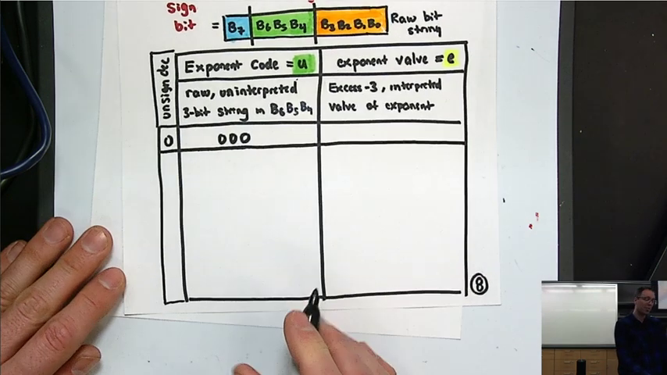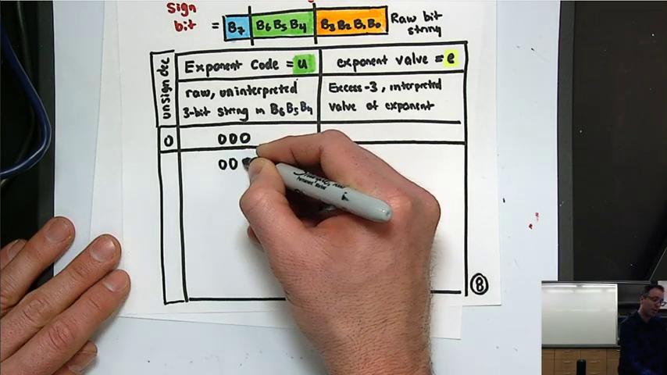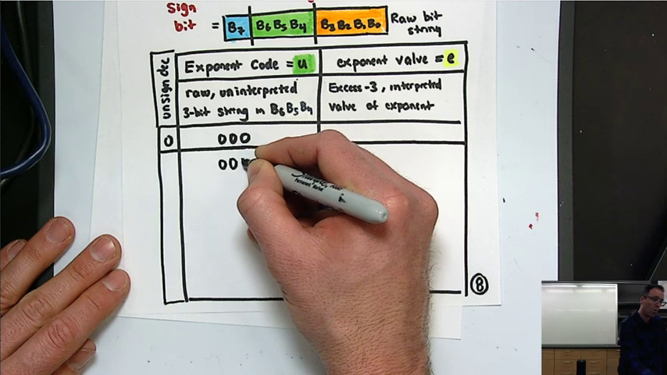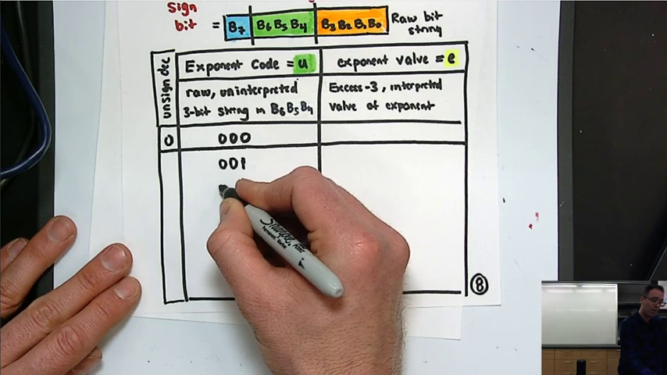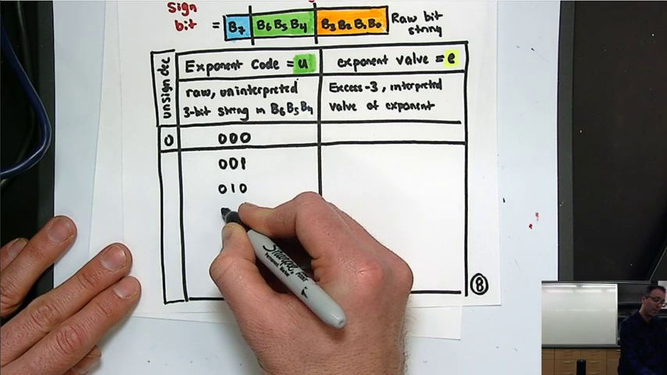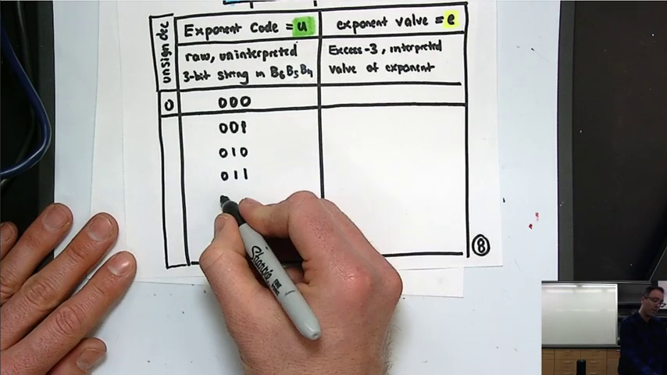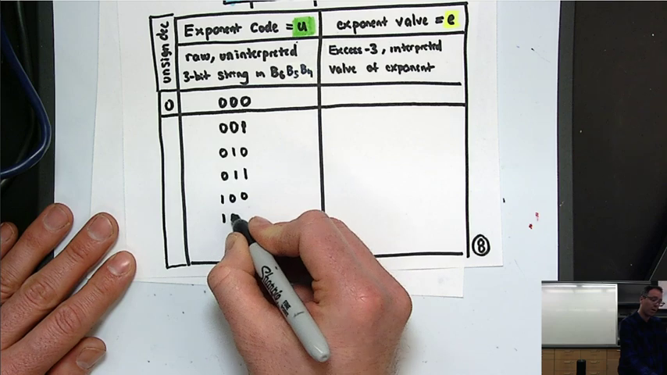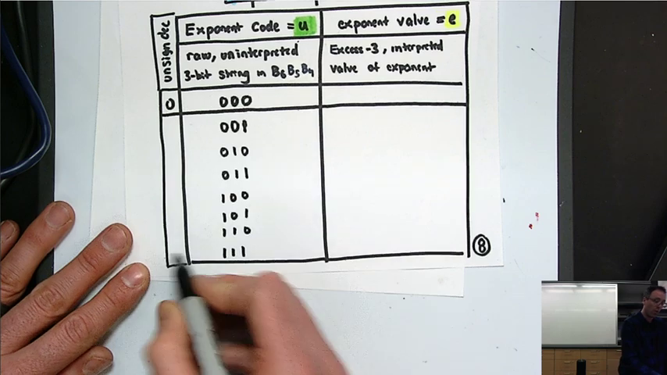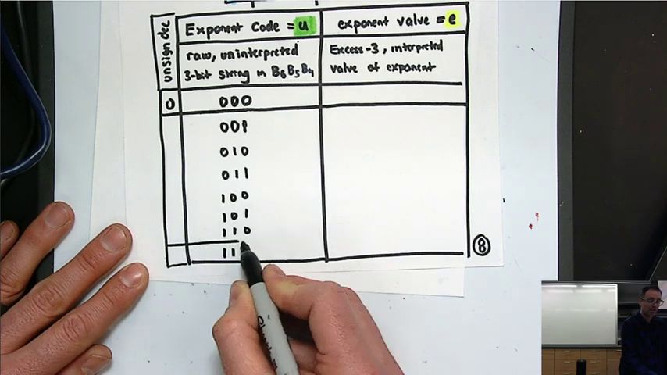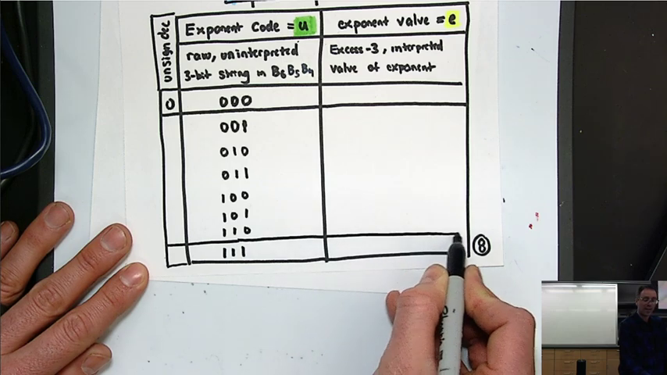Okay, what's the next bit string? 0, 0, 1, and then what? 0, 1, 0, 0, 1, 1, 1, 0, 0, 1, 0, 1, 1, 1, 0, and 1, 1, 1. We're also going to mark off that last one here. We'll talk about why we do that as we get further into this data class.